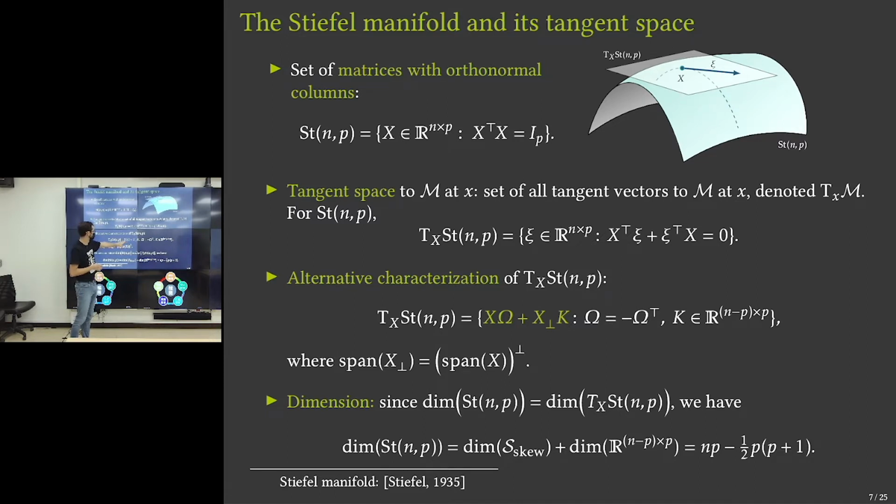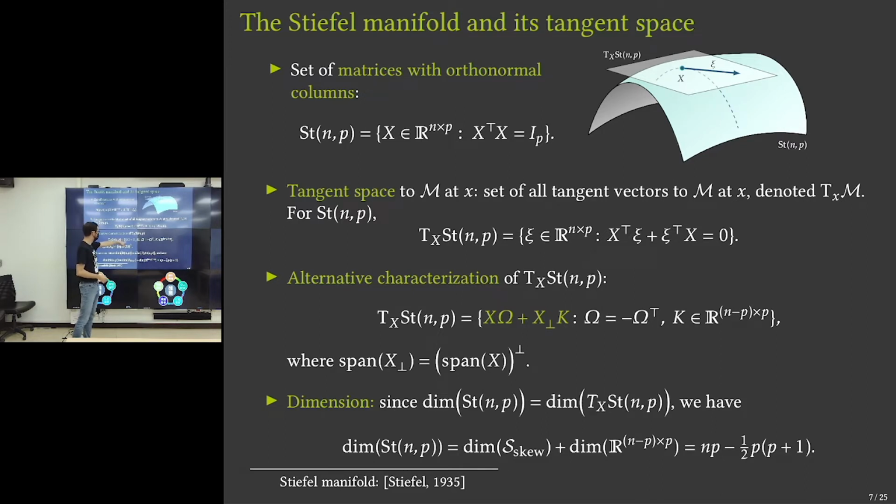So x is a point of the Stiefel manifold. It is an orthonormal matrix. X perp is another orthonormal matrix of size n times n minus p, such that the subspace spanned by X perp is the orthogonal complement to the subspace spanned by X. In this way, if you put them together, X and X perp form an orthonormal basis for the entire embedding Euclidean space.